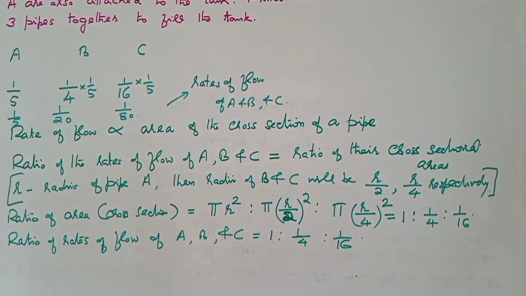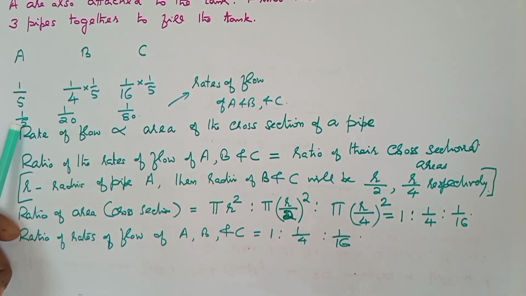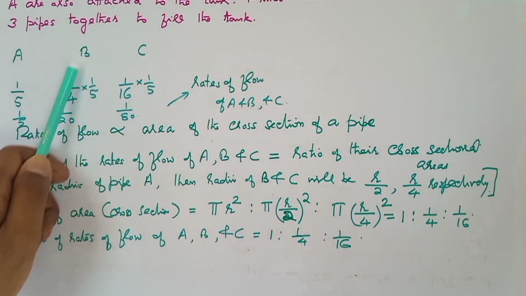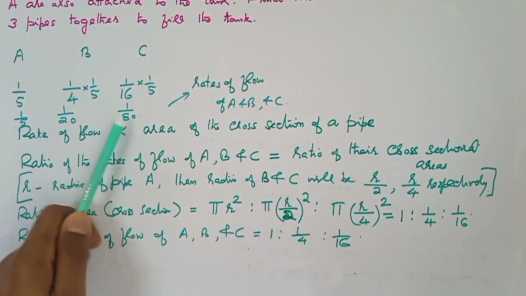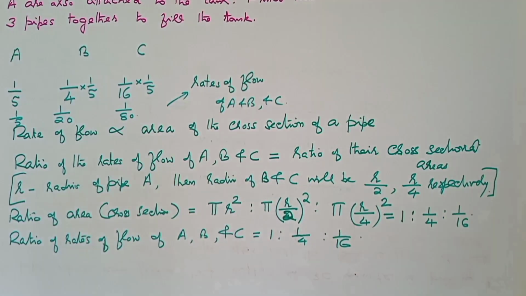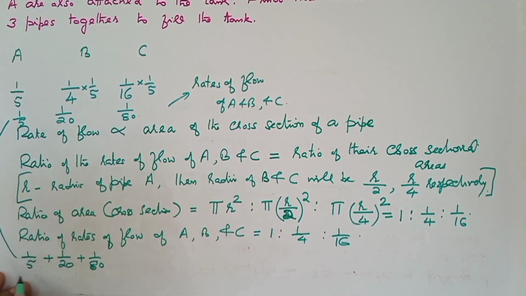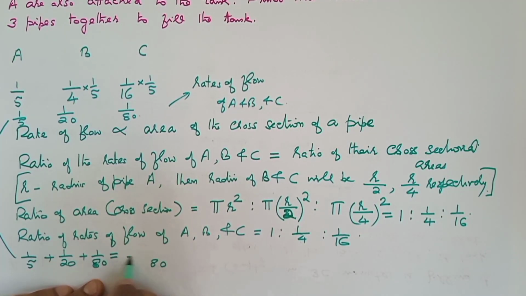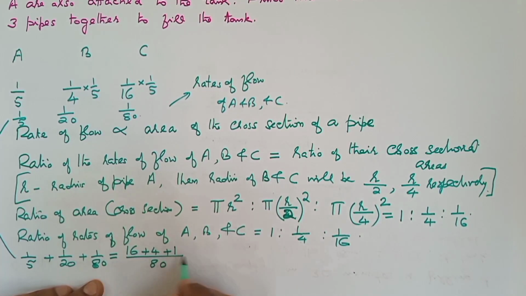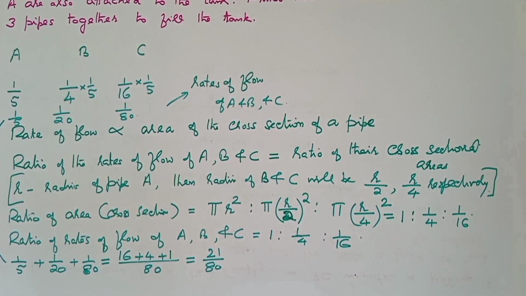Now we have found out the rates of flow of all the three pipes A, B, C attached to the tank. So what do we mean by rate of flow? In 1 minute, 1/5 of the tank will be filled up through A, whereas through B, 1/20th of the tank will be filled up, and through C, 1/80th of the tank will be filled up in 1 minute. Now, if you sum these rates of flow, you get this, and this is the quantity of water filling up the tank in 1 minute. You simplify this. 80 is the LCM. 16 plus 4 plus 1, 21 by 80. This is the quantity of water filling up the tank in 1 minute.